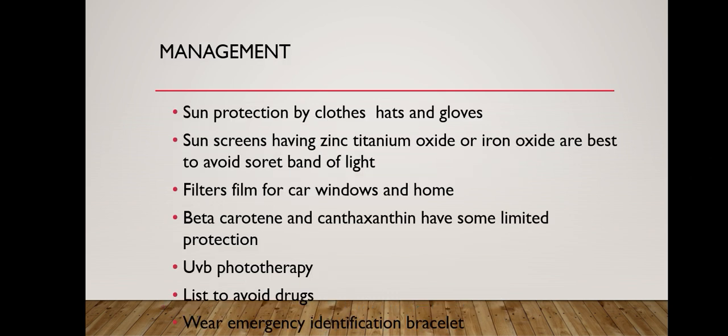Management. All the porphyrias have some general management, which includes protection from sunlight by using cloth, hats and gloves. Also, use of sunscreen containing zinc oxide, titanium oxide, iron oxides is best to avoid solar and visible light. Filter film for car windows and homes is used. Beta carotene and canthaxanthin have some limited protection.